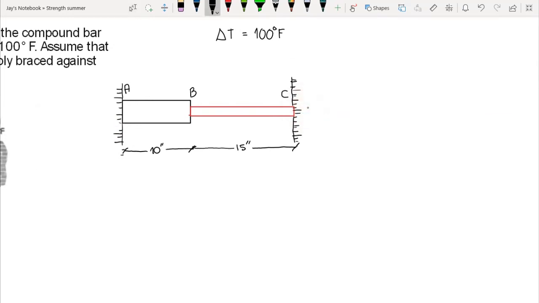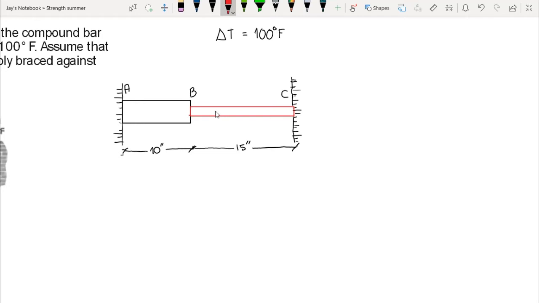Therefore, there will be no deformation in both lengths. So point B will remain at its position. There will be no movement of B in any direction, neither to the left nor to the right. The length of both bars, aluminum and steel, are the same even though they are exposed to heat. However, due to the temperature, there would be stress in each bar.